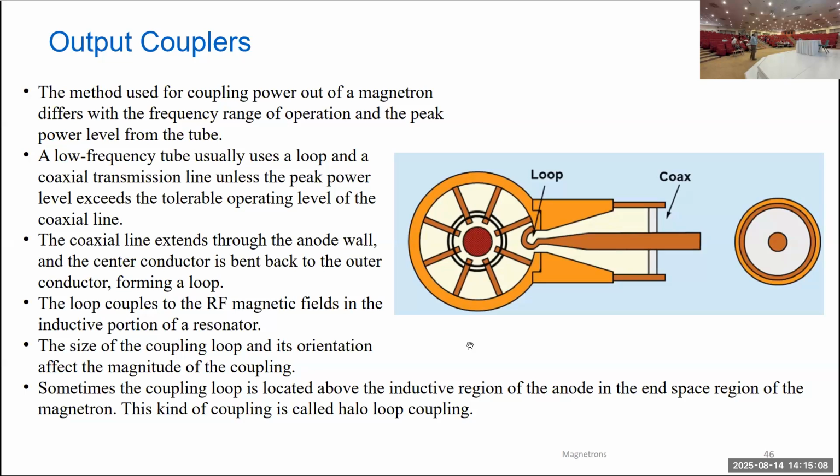Let's resume the talk, and I'm starting with how power is outcoupled from a magnetron to a device under test. There are two ways of coupling RF: one is loop antenna coupling, and the second is waveguide coupling.